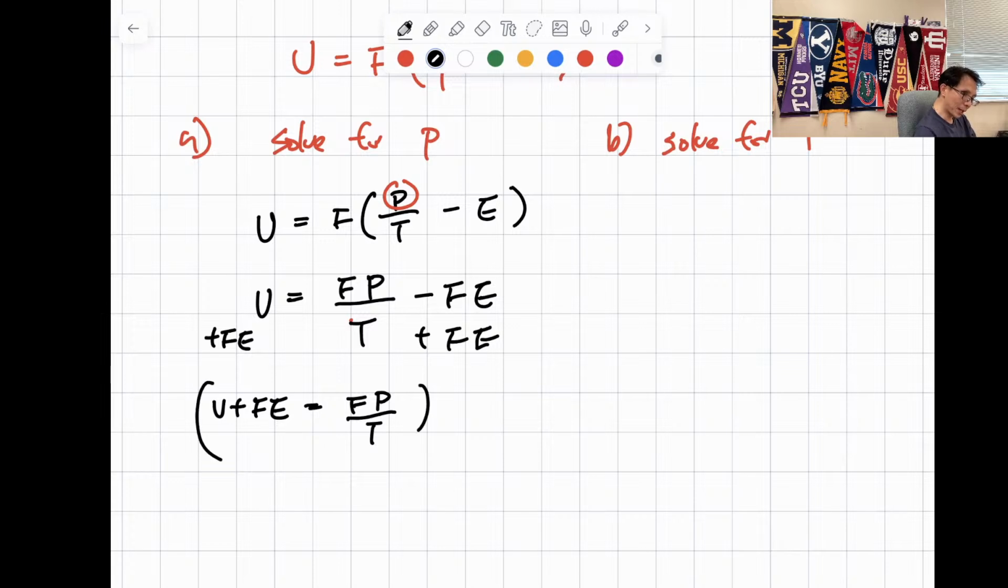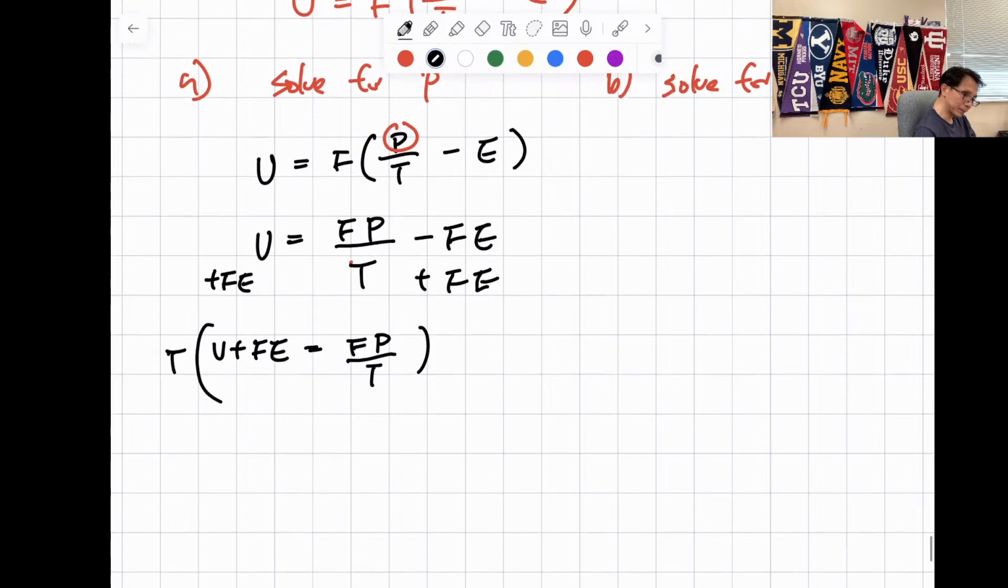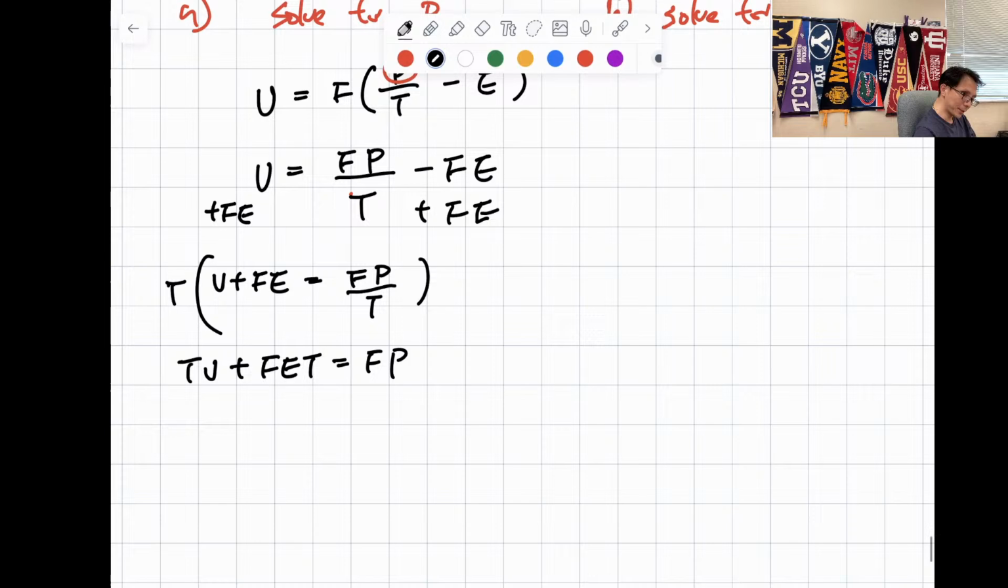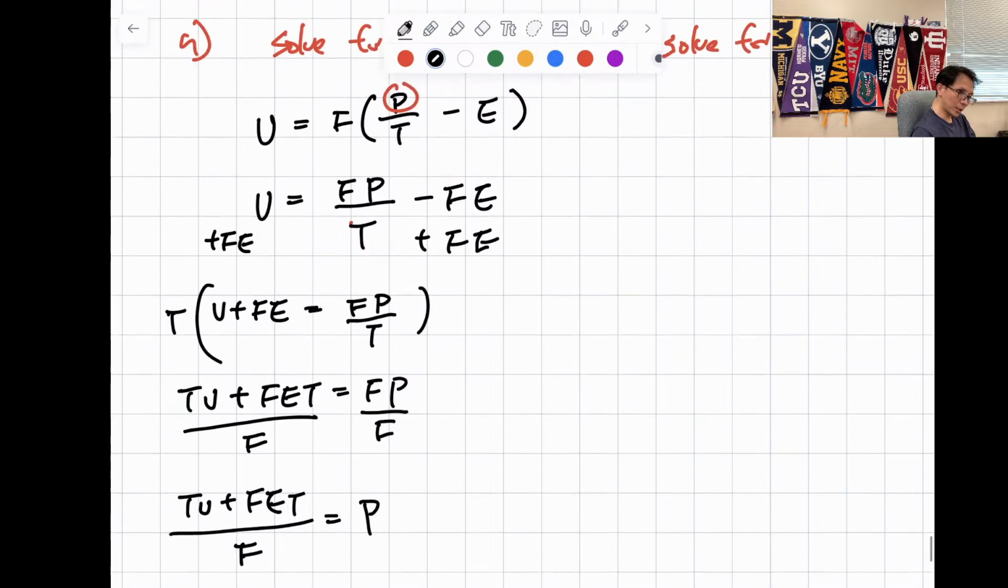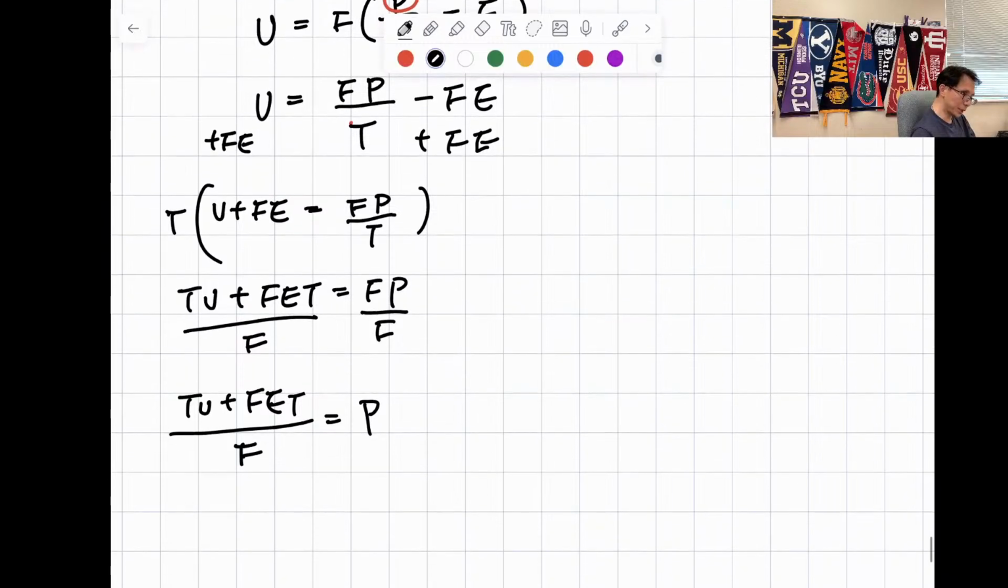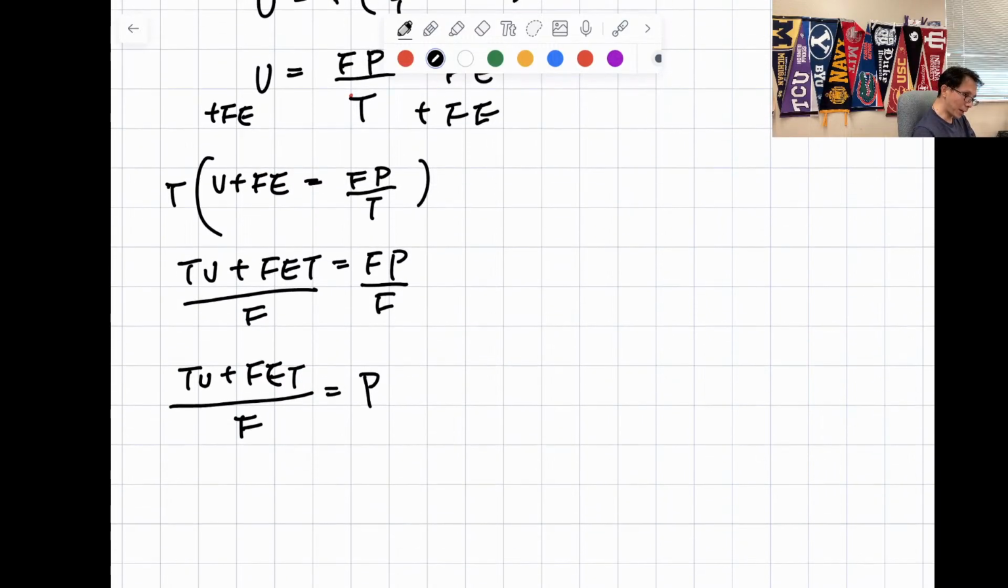I'll multiply both sides by T, so it'll be Tu plus FeT equal to FP. I'll divide by F on both sides. So it'll be Tu plus FeT over F. No, I don't need to get F because we're solving for P. Now, if you want to simplify more, you can split them.